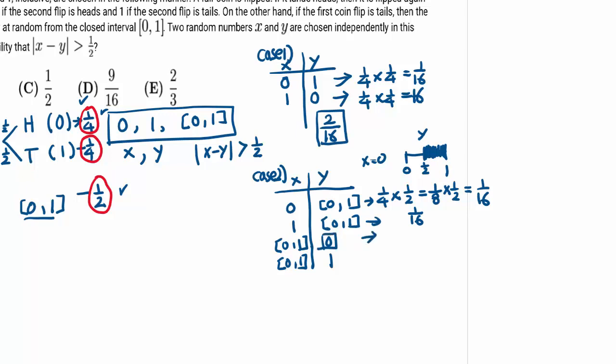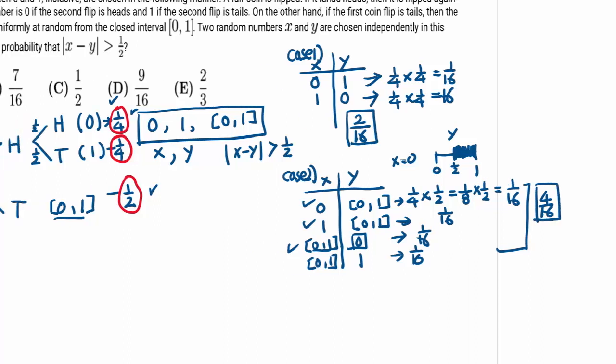What about this one? This interval should be half of that one, and this is 0, also half of this, same thing. So it will be 1/16. This is the same as this one, 1/16. The total is how much? 4 over 16. That's the probability.